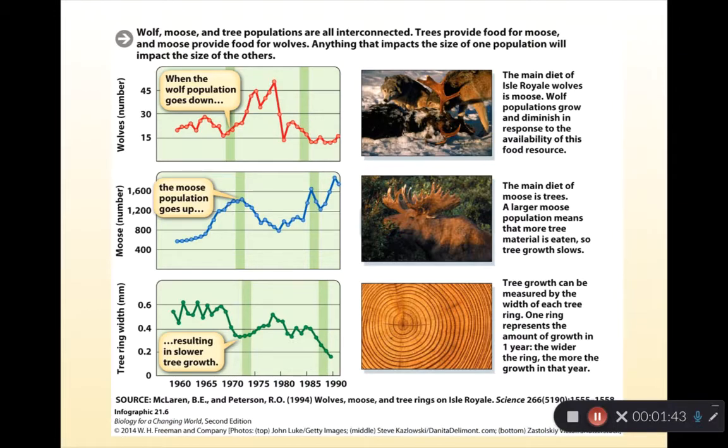And we can zoom out even further to understand what is happening with trees. So as the wolf population goes down, the moose population goes up, and the result of this is slower tree growth. And we're going to be looking into this a little bit more specifically in community ecology, where we're understanding how these different levels affect one another. But ultimately, we're sticking with population ecology in this section. So we're looking specifically at one of these levels rather than the interaction between them.